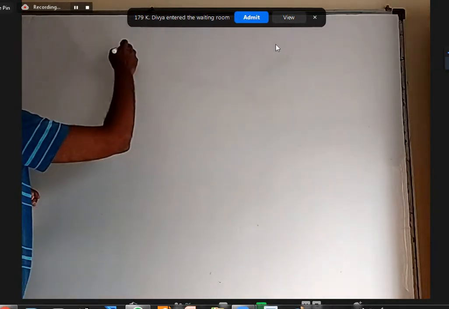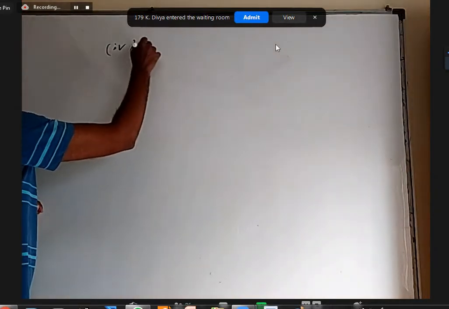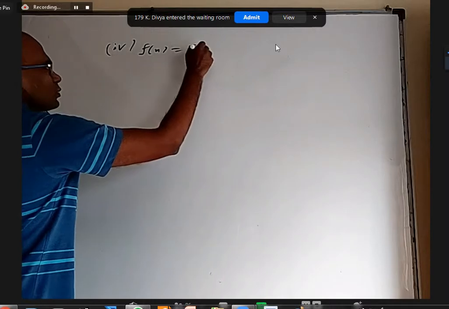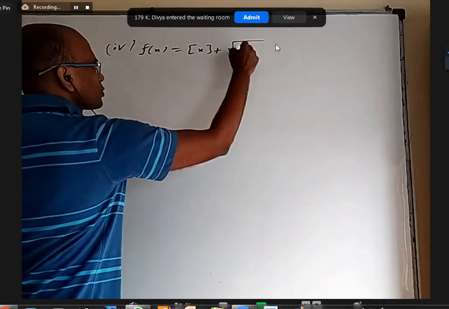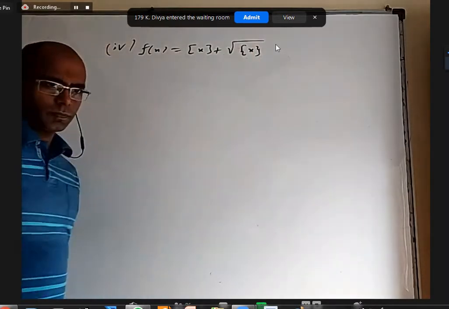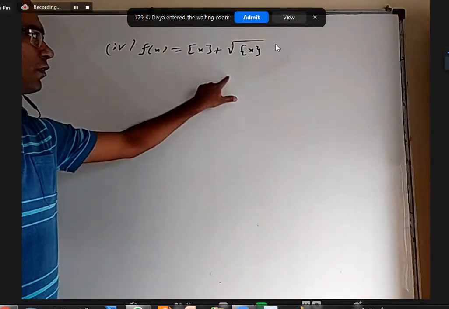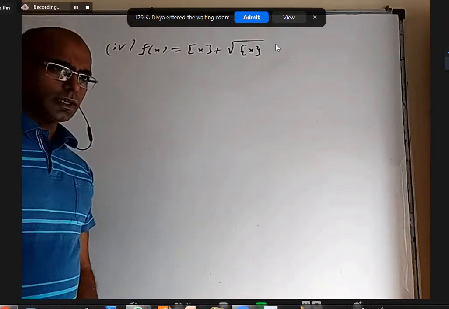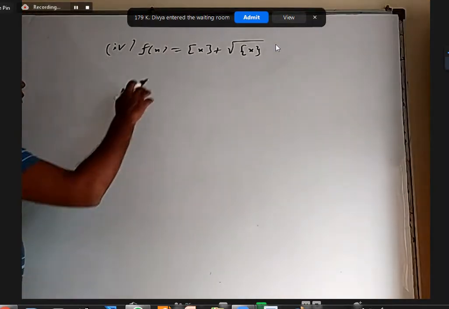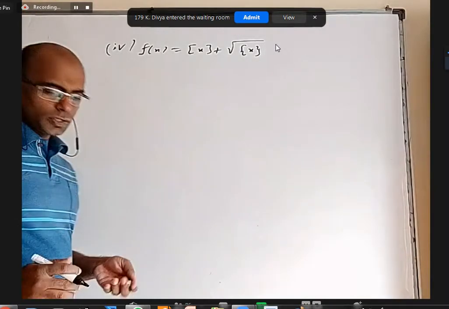Okay, one question I gave yesterday, I think the fourth one. f of x is equal to integer part of x plus square root of fractional part of x. The graph of this is quite interesting. I'll show you a little later. But anybody got any answer for this? What is the inverse function?